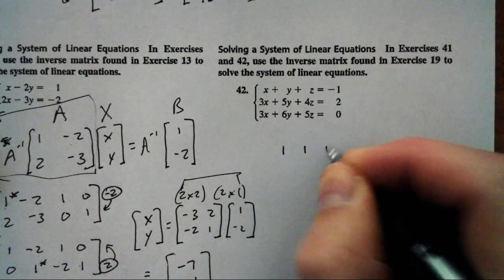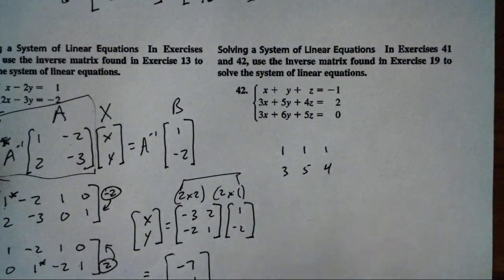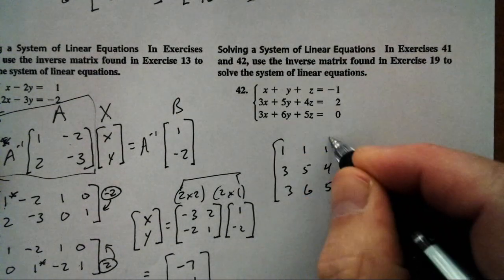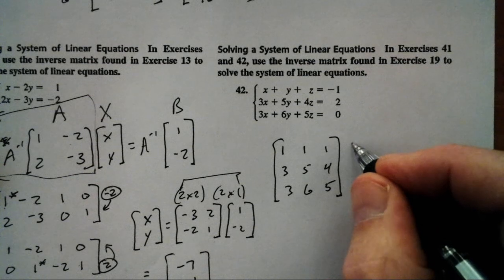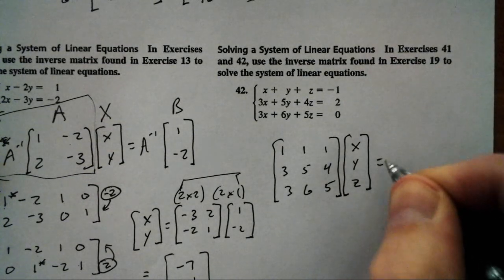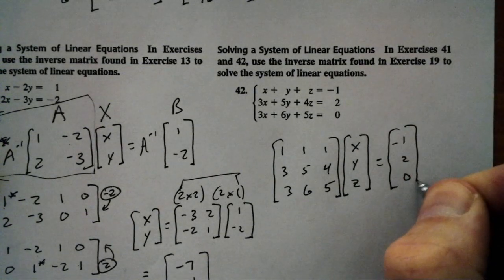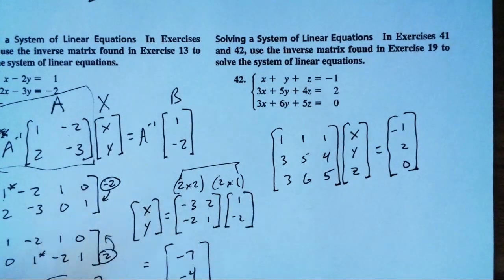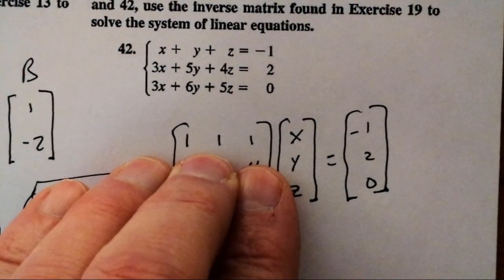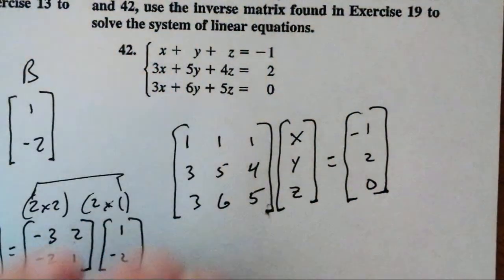Coefficient matrix 1, 1, 1, 3, 5, 4, 3, 6, 5 times x, y, z equals -1, 2, 0. I should have left a blank in front of there, but that'll be all right. And if we do the spinny finger thing, we can do a quick check here. I get 1x plus 1y plus 1z equals -1. I believe the rest are going to check out as well.